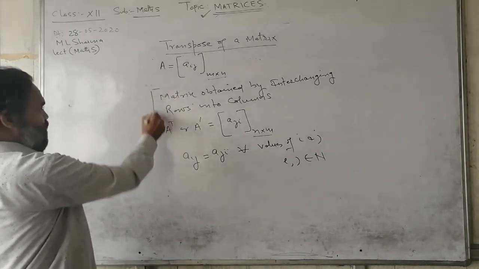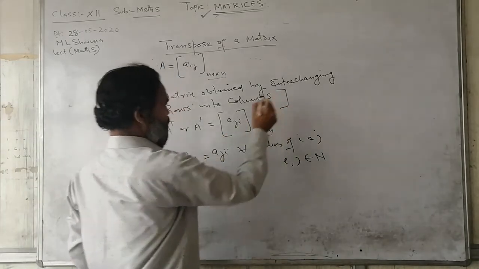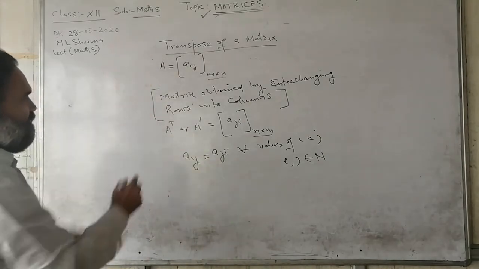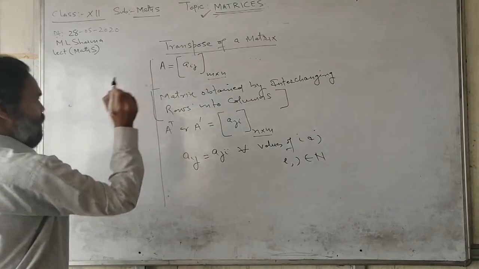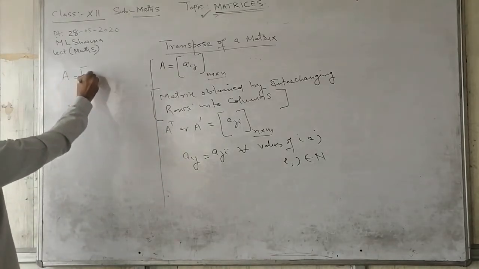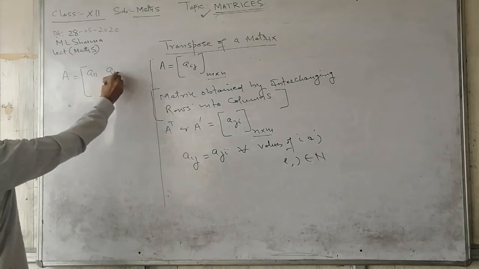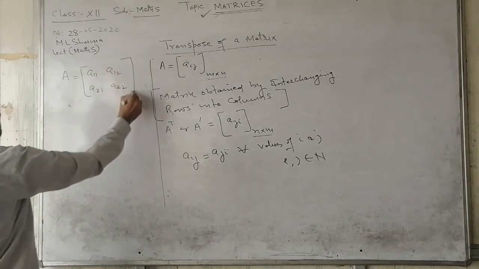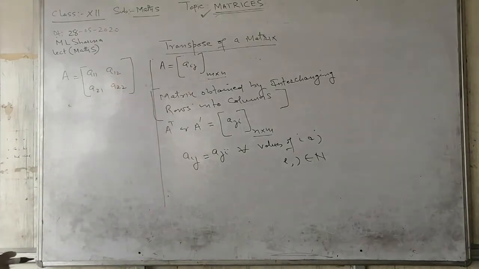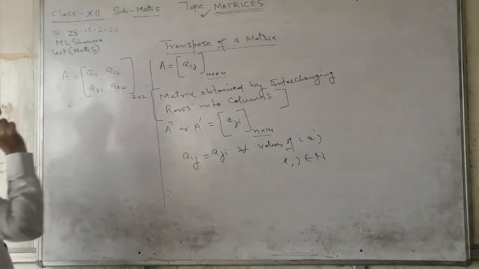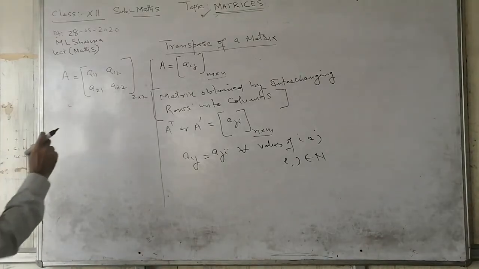Transpose of a matrix is obtained by simply interchanging the rows into columns. So I can take an example. Suppose I have matrix A, A11, A12, A21, A22. So this is a matrix of 2 by 2 order. So there are 2 rows and 2 columns in this matrix.